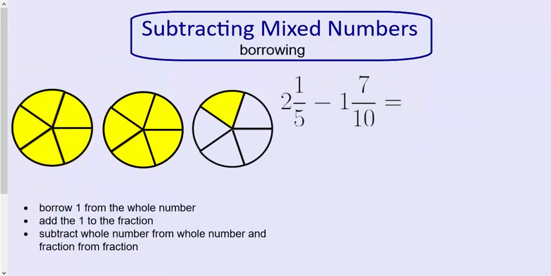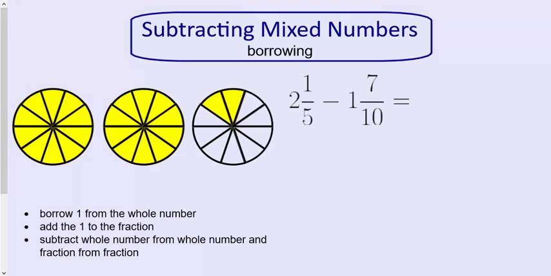Now let's see how to subtract mixed numbers when we borrow. Again, I've got 2 and 1/5 minus 1 and 7/10. So we're going to see the same problem, but now with a different method. I still want this common denominator, so I've got 2 and 2/10 minus 1 and 7/10. Now what I'm going to do is borrow 1 from the whole number.